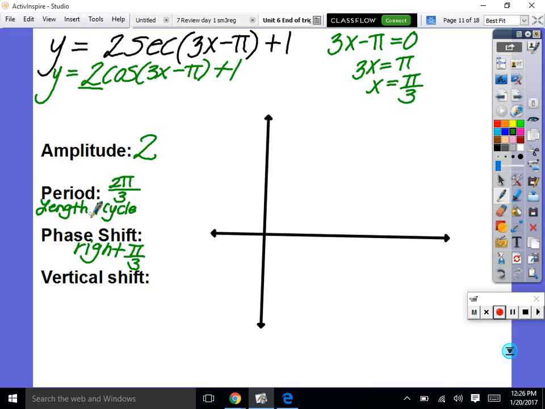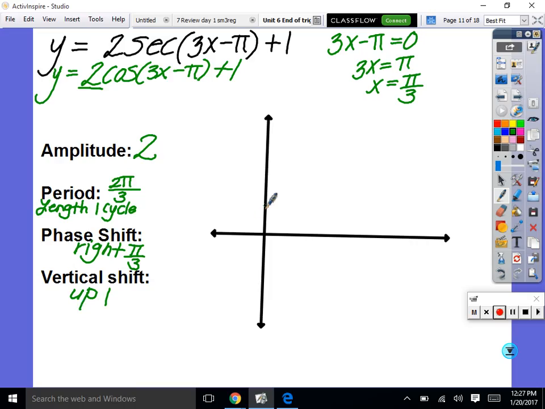So this is what we call a phase shift, okay? And then our vertical shift is up 1. Okay, so let's go over here and draw in a couple things. First of all, if there's a vertical shift of up 1, it still starts at 0. It's just at the top. Oh, you're right. Does that make sense? Okay. Good question.